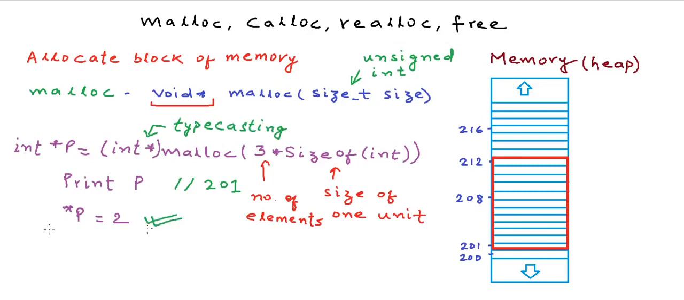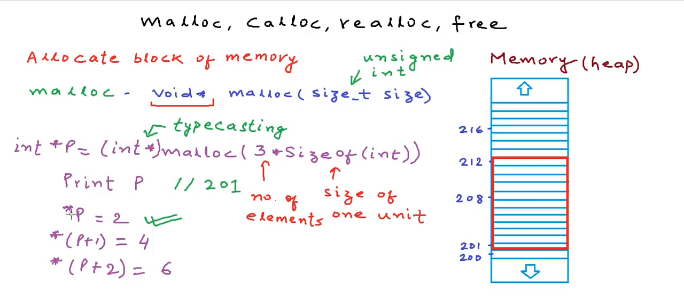If we want to assign some value to the second integer in this list, we will dereference the address p plus 1. Let's say we write the value 4 here, and if we want to access the third integer, we will write something like this. Let's say the value is 6 here. By asking for a memory block for 3 integers, we are basically creating an array of integers with 3 elements.